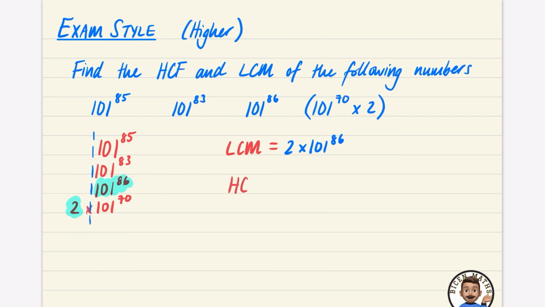The highest common factor is the opposite way around. You're going to pick the lowest power. So the lowest power here is going to be a blank, and the lowest power here is going to be 101 to the power of 70. So even though these look like weird numbers, they still might ask you questions that are in this prime factorized form, and you can give your answer just like this.